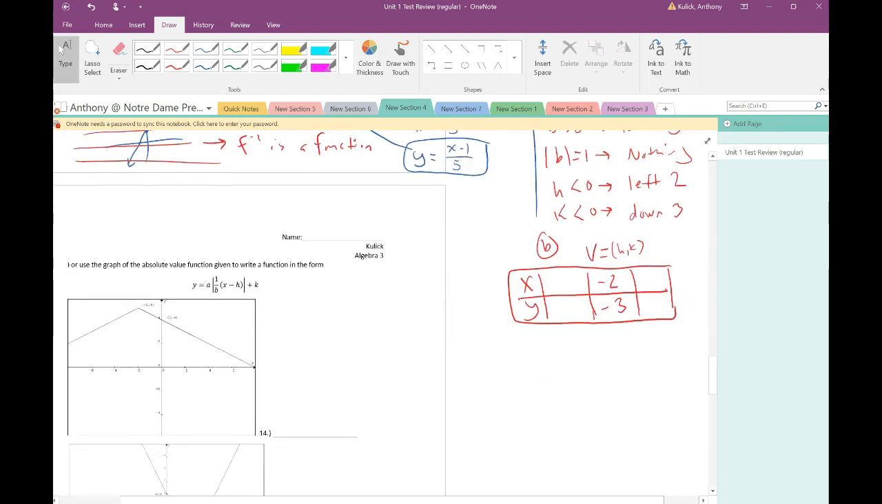I can move that up. Are you okay with that, Paige? Okay. And now for my other x's, I'm just going to pick something smaller than -2. So -3 is smaller. And bigger than -2, -1 is bigger. And to find the y values, I'm just going to plug in one of those x's into my equation.